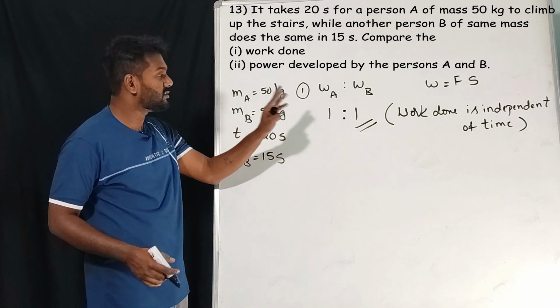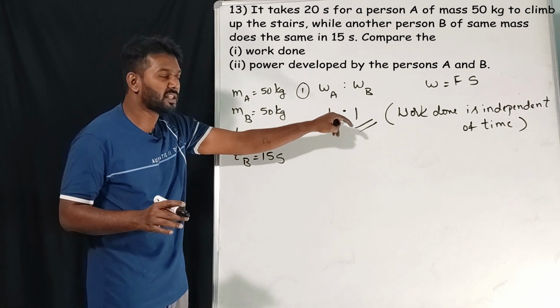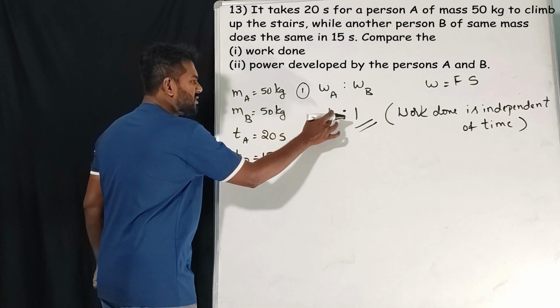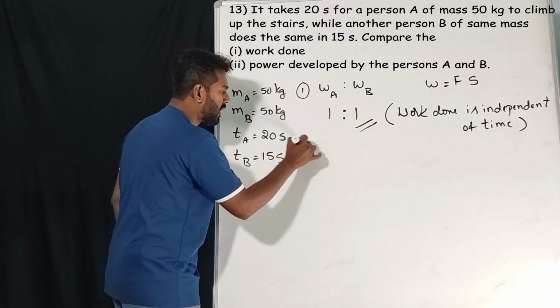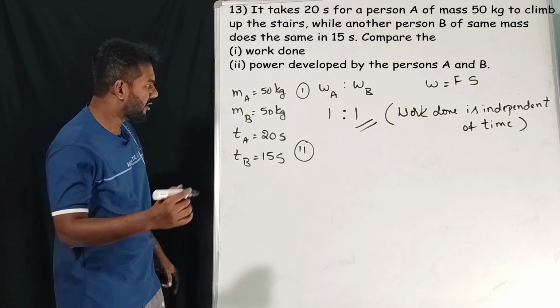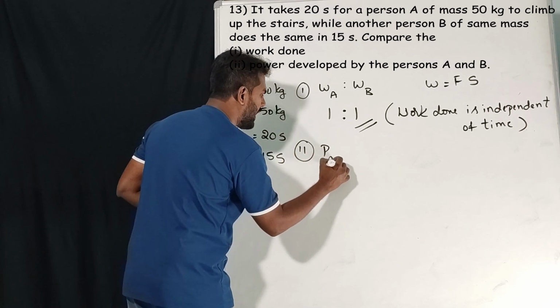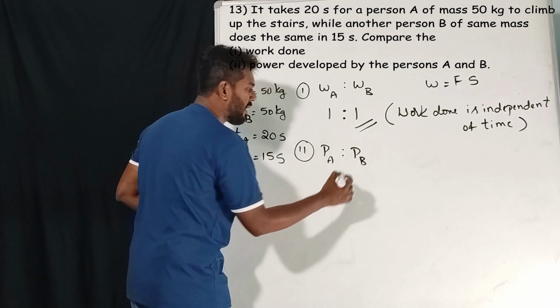What is the comparison? Comparison means you have to write it in the form of ratios. So that is 1:1. When the work done is same, it is 1:1. Then we have to talk about power. Okay, we have to talk about power. PA is to PB we have to find.